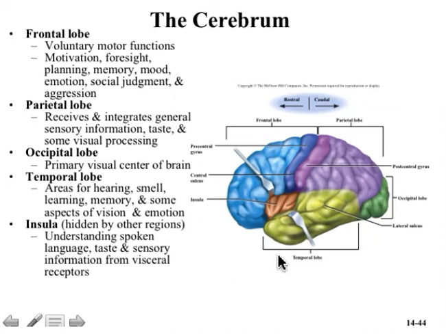So when we look at the organization of the brain, let's go lobe by lobe. The frontal lobe, one of the things you want to note is that this is the higher order thinking area of the brain. This is where we formulate plans, we generate appropriate responses to sensory input, and we perform higher level critical thinking.